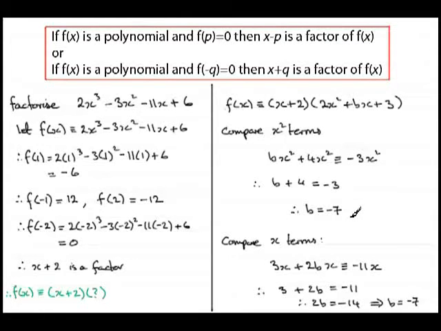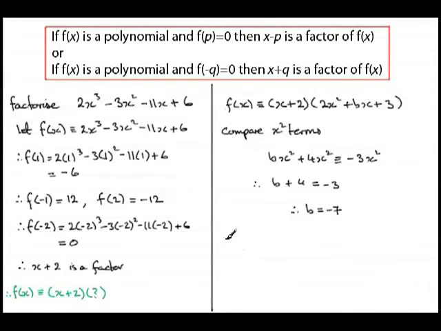Okay, so now that I found out what b is, I could substitute it back into here. Well, I'm clearly running out of room here, so what I'm going to do is remove this and we'll just carry on as I did earlier. So once you've got that b is minus 7, okay, we can just fill it in. So we'll remove this, and so we now have that therefore f of x is identical to x plus 2 multiplied by 2x squared minus the 7x plus 3.